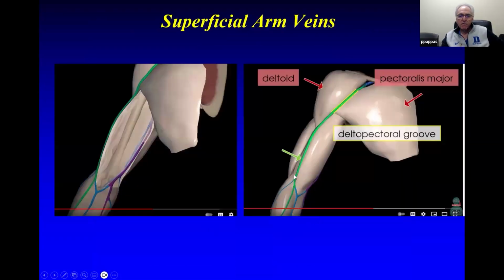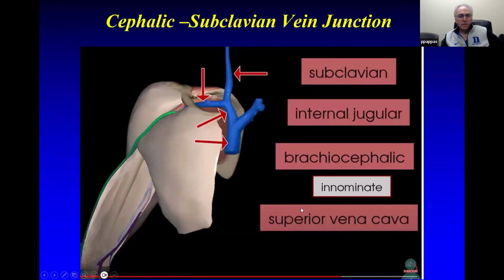So again, the cephalic vein travels up the arm, goes into the deltopectoral groove, and anastomoses to the subclavian vein high up here, below your clavicle. So here is the superior vena cava. This is the right subclavian vein. Right, here's your innominate, and here's your internal jugular.